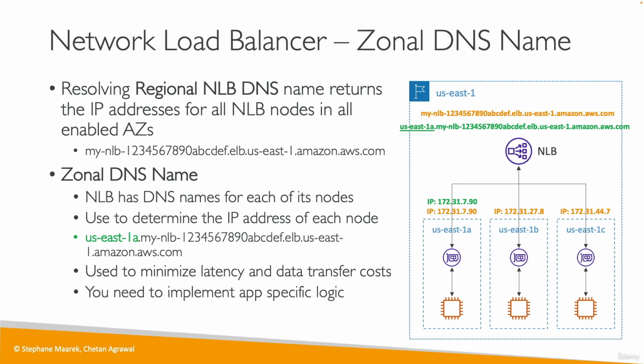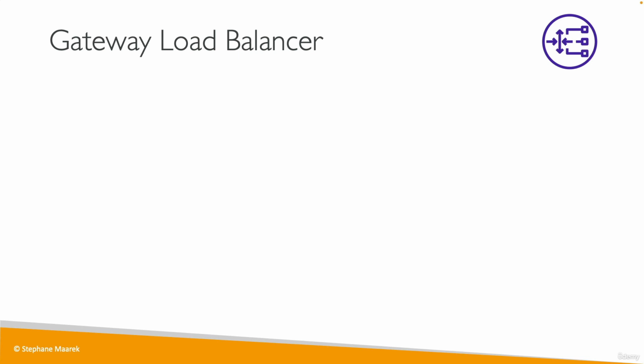So to make sure your application sends traffic to the right NLB node, you need to implement application-specific logic. Your application needs to understand in which AZ it is operating from, and then how to query the right DNS name for your NLB. The last kind of load balancer is a gateway load balancer.